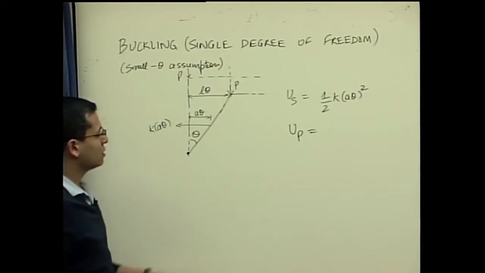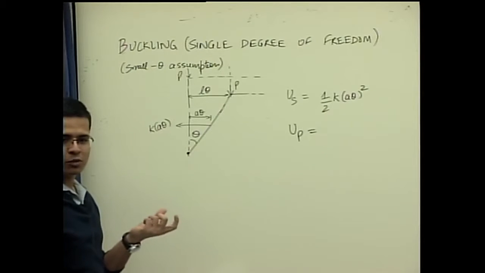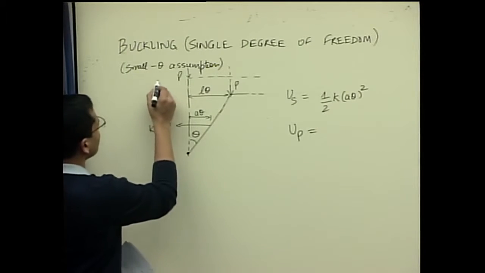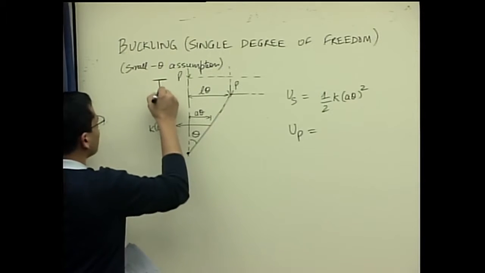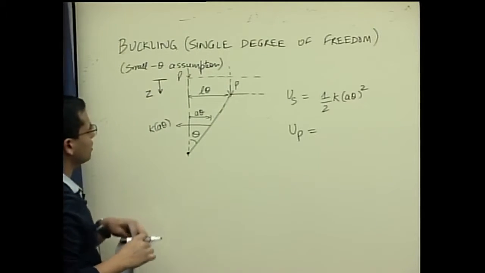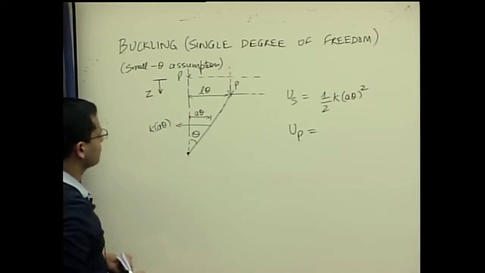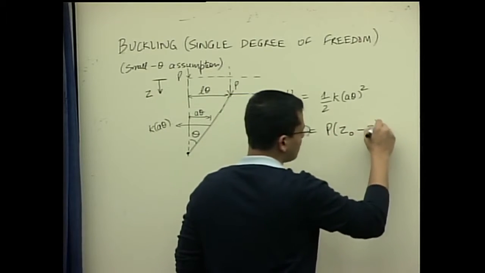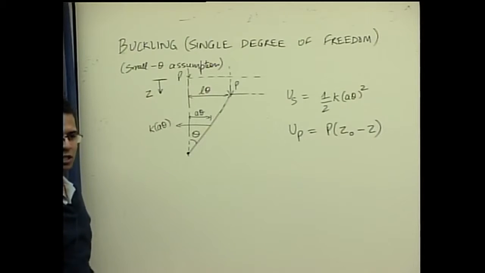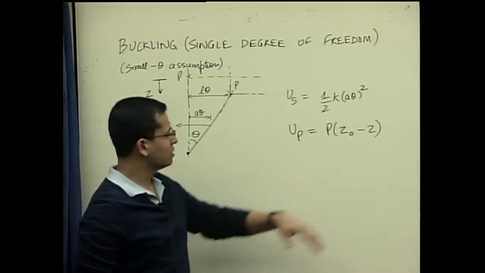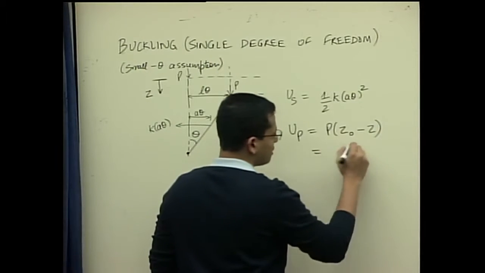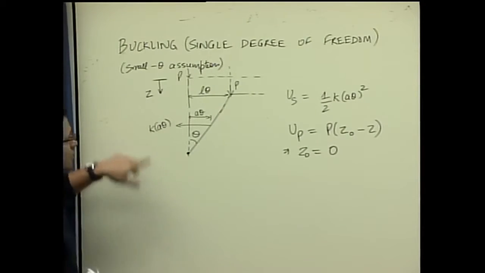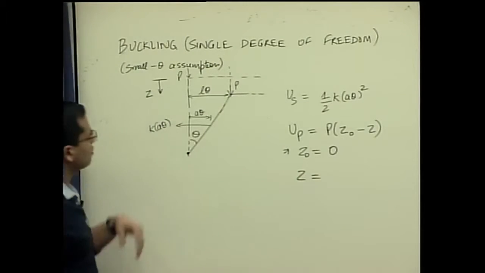So how do we define this? We define this as the potential at the starting point minus the potential at the final point, right? So let's say my starting point is present here, and my coordinate goes in this direction, and my coordinate is z. So P times (z0 minus z) will be the potential at the initial point minus the final point. z0 is 0 because my coordinate starts from here, and z is equal to this distance.